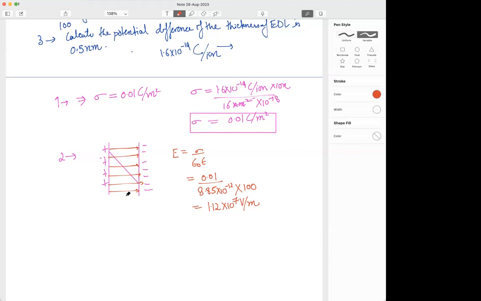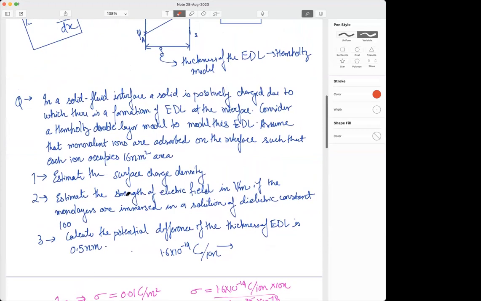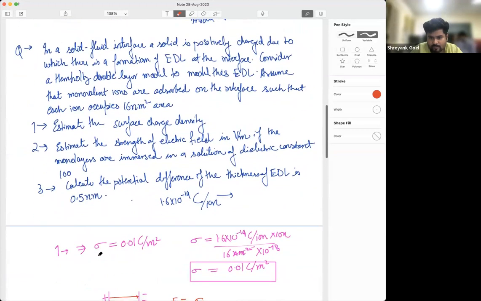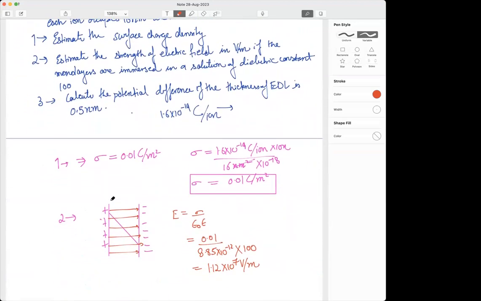Sir, what will be the value of the EDL thickness? Will it be 0.5 nanometer? Yeah, in the third question, 0.5 nanometer thickness. Okay.